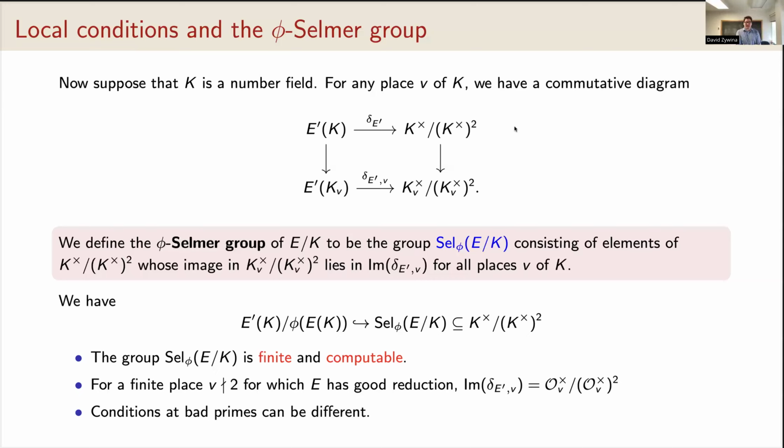For a finite place not dividing two with good reduction, the condition you're imposing, the image of this local map, is very straightforward. It's the subgroup generated by the d-adic integers. That's at the good primes. At the bad primes, the conditions are more complicated. And here's where I said, if you really want to compute a Selmer group, you have to understand the bad primes.